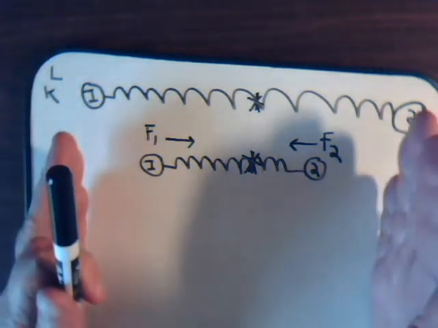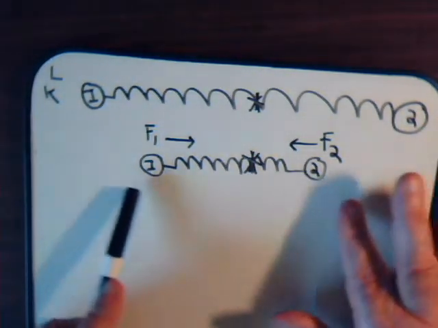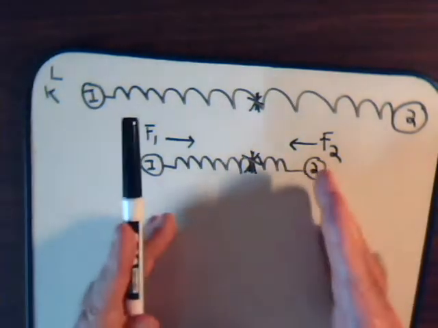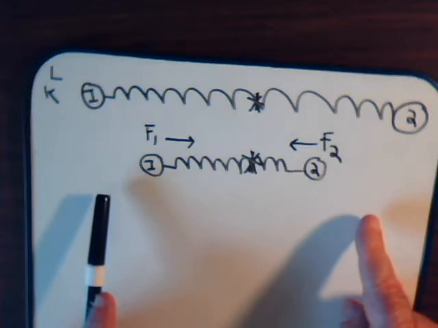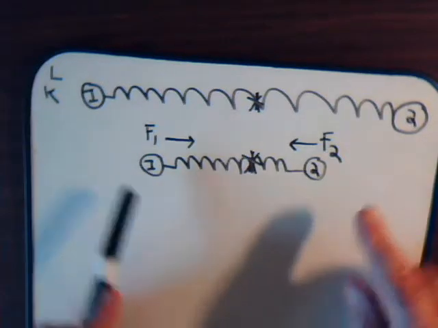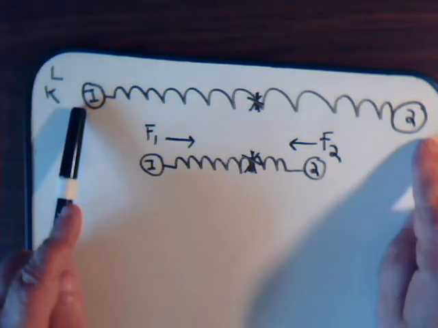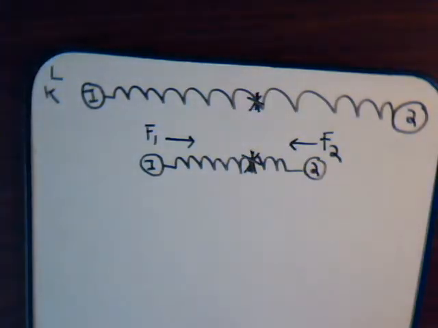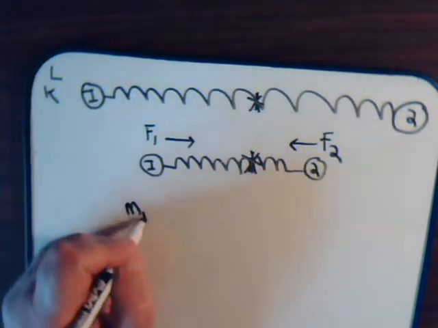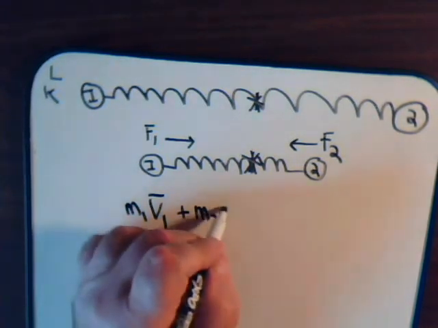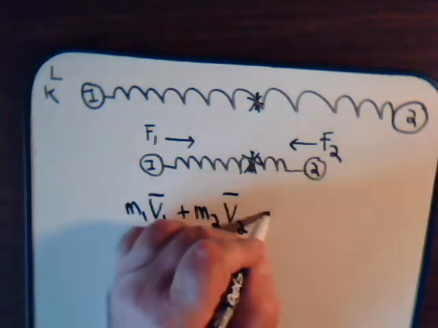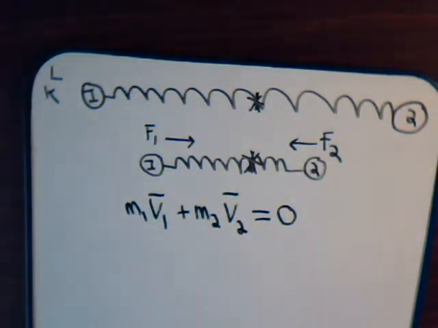Well, here the blocks are just sitting still. Then we started compressing them. So even though they're moving, and even after we release them, they're going to oscillate back and forth, the total momentum has to add up to 0, because that's what it was when we started. It was 0. And there's no net external force applied to this system. So we're saying that m1 v1 plus m2 v2 is 0. The total momentum adds up to 0.